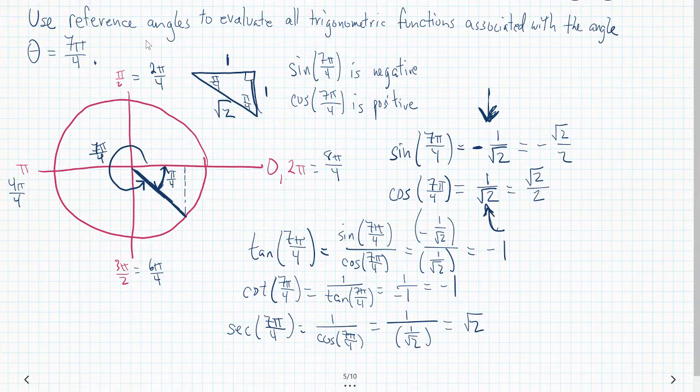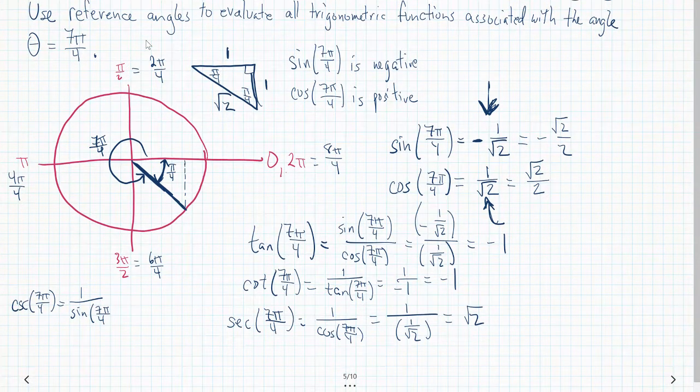In terms of the cosecant, let's see if I can fit that over here. Cosecant of 7 pi over 4. Notice that's 1 over sine of 7 pi over 4. So that's 1 over negative 1 over the square root of 2, and so that is negative square root of 2 as our final answer. Okay.